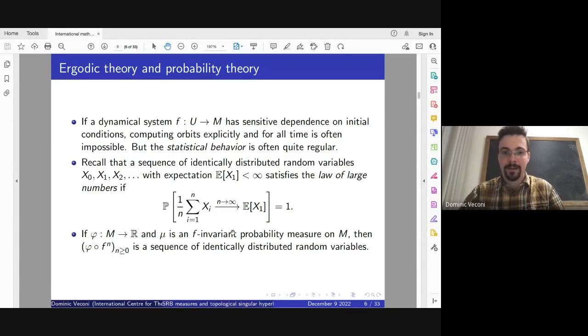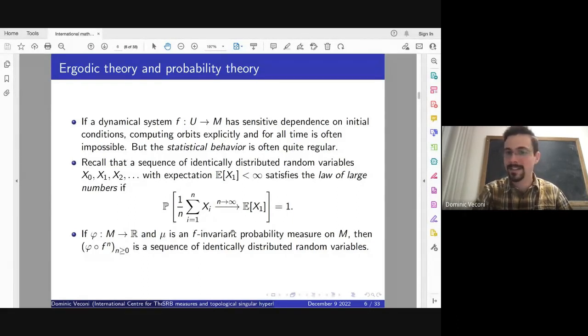To remind everyone, the law of large numbers just says that if you have a sequence of identically distributed random variables, then it satisfies the law of large numbers if the time average, the sum of all of these random variables divided by n, as n goes to infinity, approaches the space average, the expectation of these random variables. And if that happens almost always, then we have the law of large numbers for this identically distributed sequence of random variables.